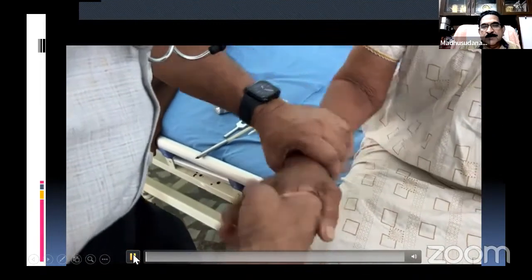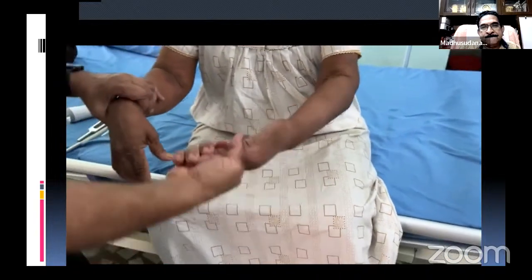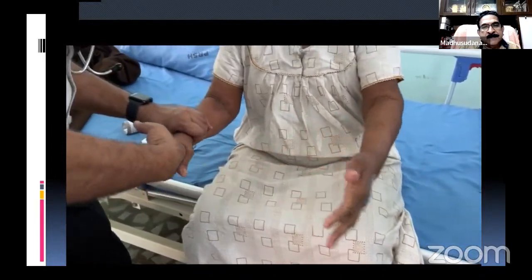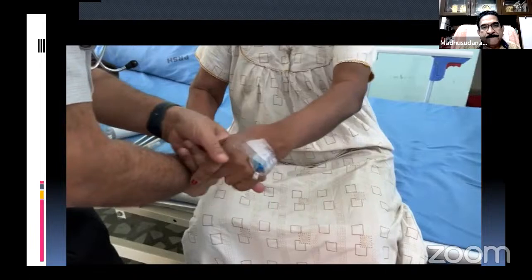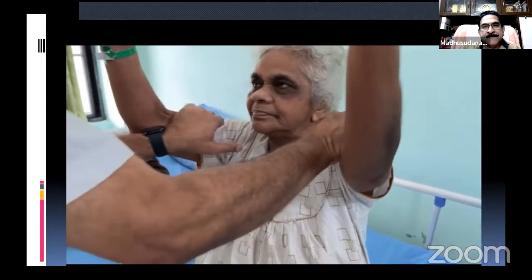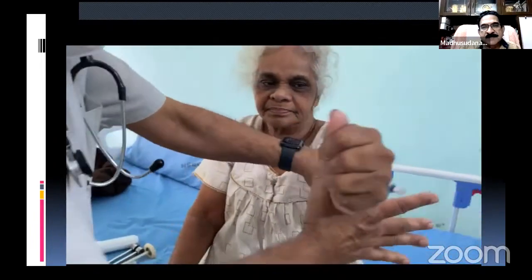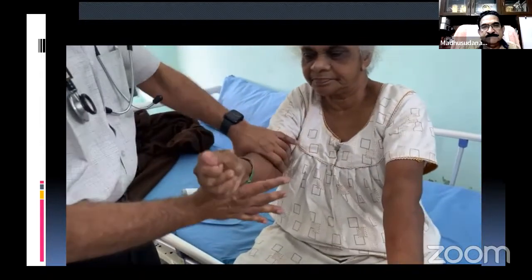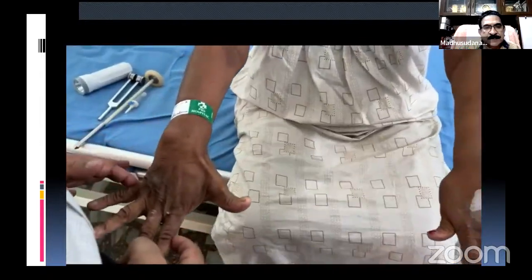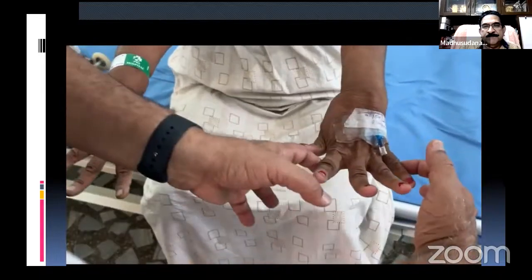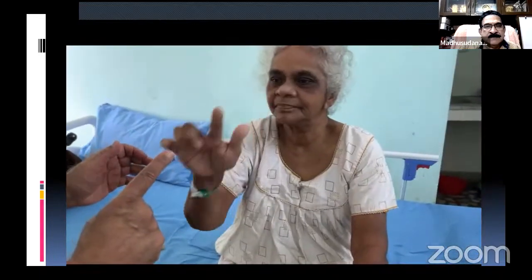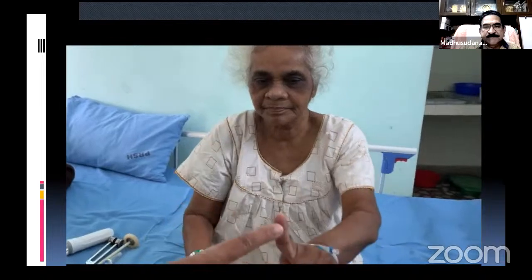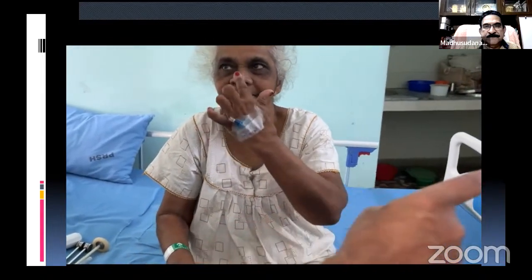Tone was normal in the upper limb. Grip was good. Deltoid was normal. Triceps was normal. Small wrist power was also normal. There was no finger nose incoordination.